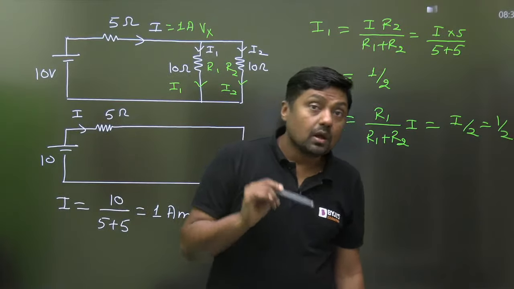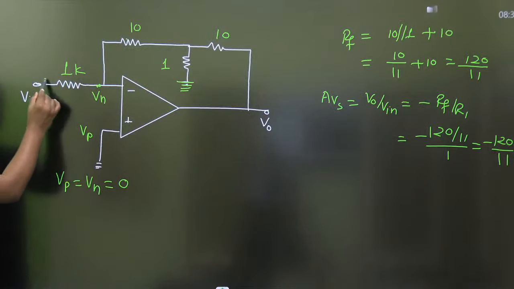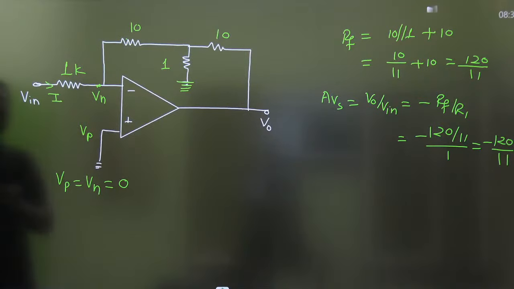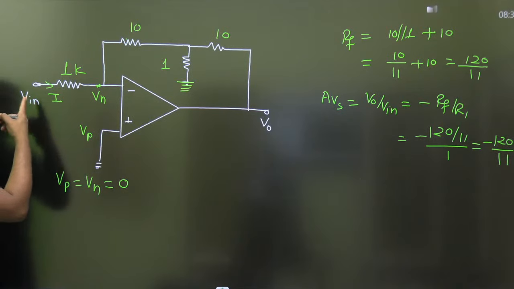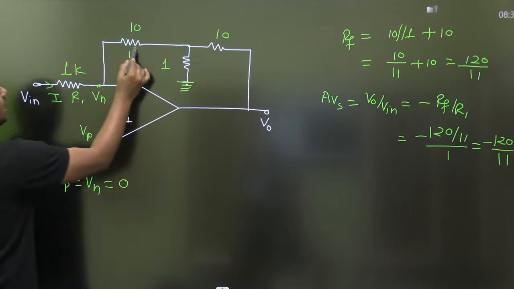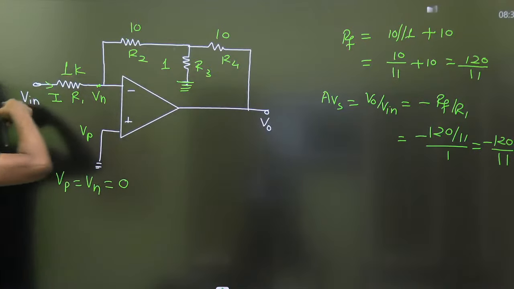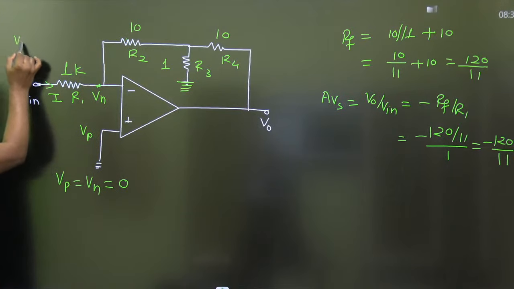Now in this diagram, tell me what is the current here? I is nothing but Vin by 1 kilo ohm. Let this be R1, this R2, this R3, this R4. So what is the I here? Vin by R1.